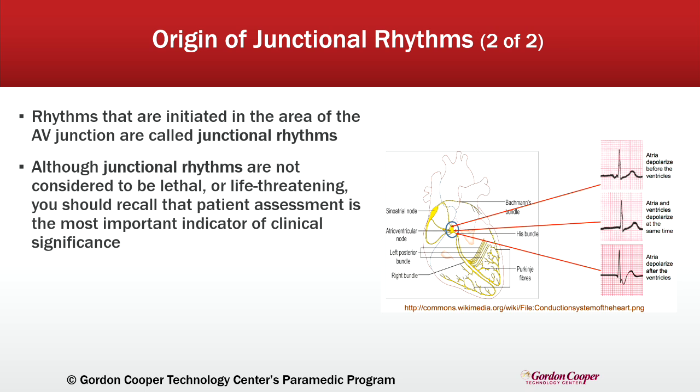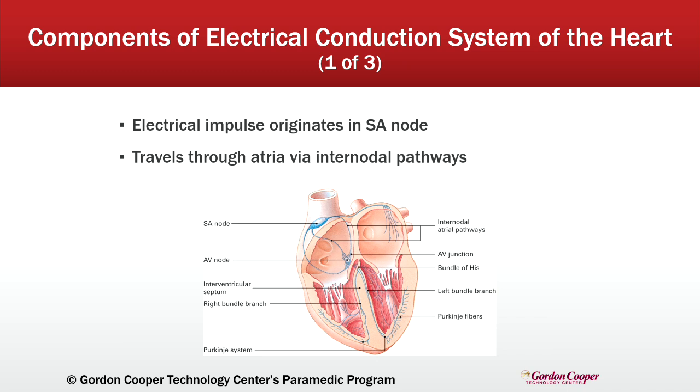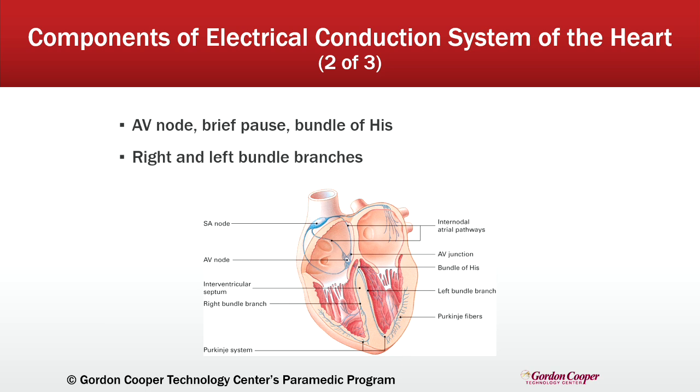significance of these rhythms. Now, normally the electrical impulse originates in the SA node and travels through the atria via the internodal pathways. This is the usual pathway that ensures that the heart beats in a coordinated rhythm. However, in the case of junctional rhythms, this normal pathway is disrupted. After the electrical impulse reaches the AV node, typically a brief pause allows the atria to finish contracting before the impulse continues down to the bundle of His. From there, it travels through the right and left bundle branches, ensuring that the ventricles contract in a synchronized manner.